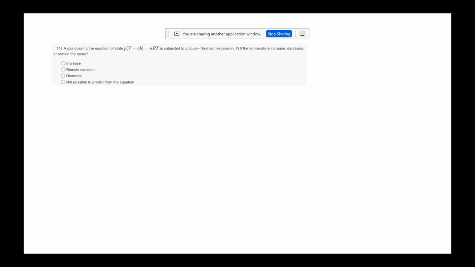I can give you the expression. The expression for mu JT is del T del P at constant H. It can be written also as 1 by Cp times T dV/dT at constant P minus V.